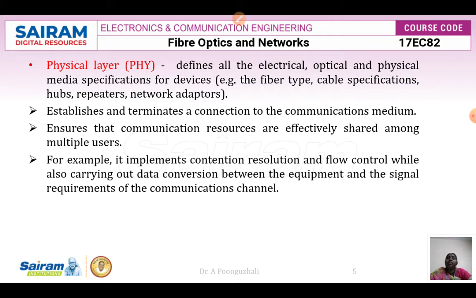The lowest layer is going to be the physical layer. In this physical layer, we are going to define all the electrical, optical and physical media specifications for the devices. The physical media specification is nothing but the fiber type, the cable specifications, hubs, repeaters, network adapters, all of which are available on the physical layer.